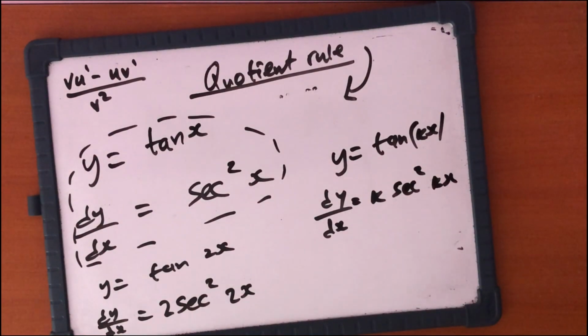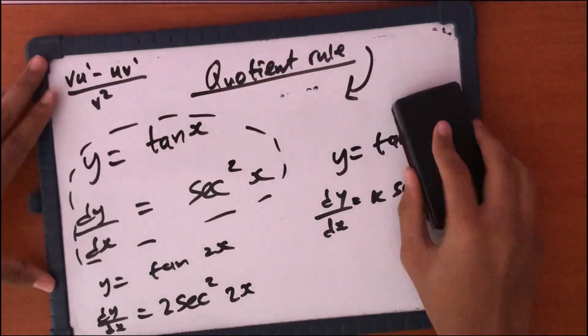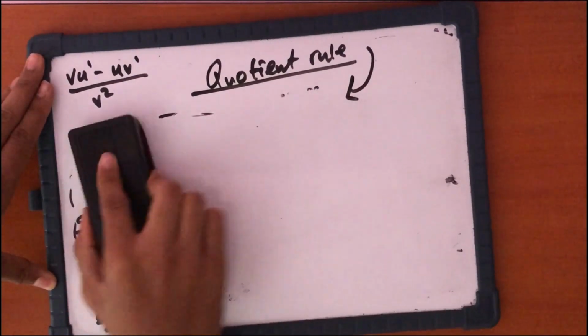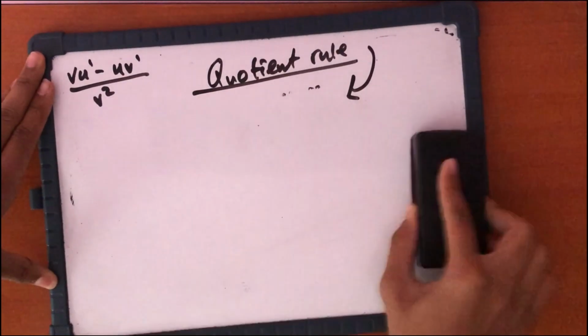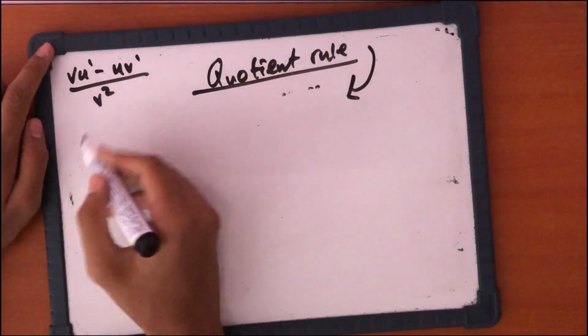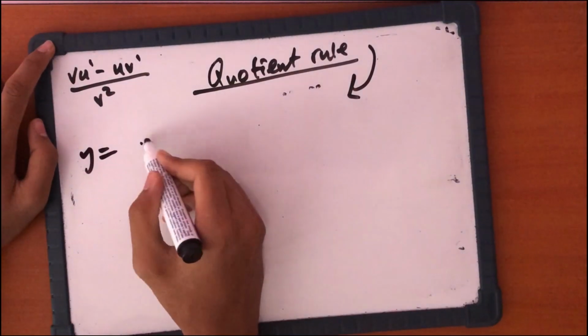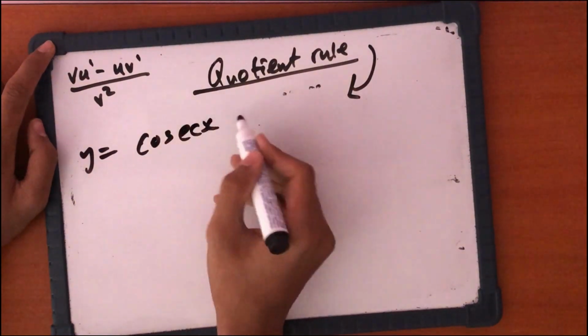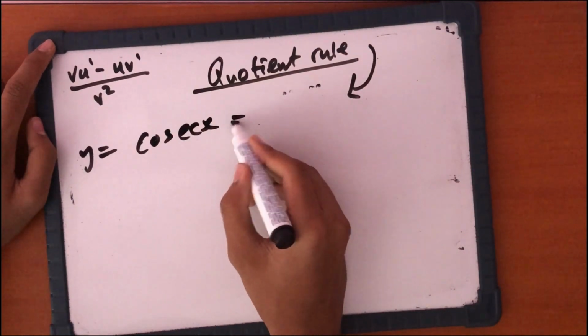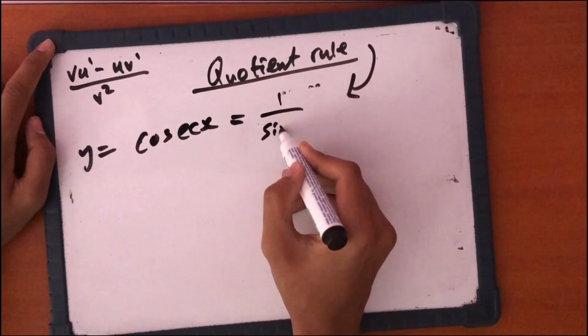Because it's the same thing I just used in the example. Now the textbook is going in very... okay, another example. Let me just do it very fast. Y is cosec x, so this is just 1 over sine x, isn't it?